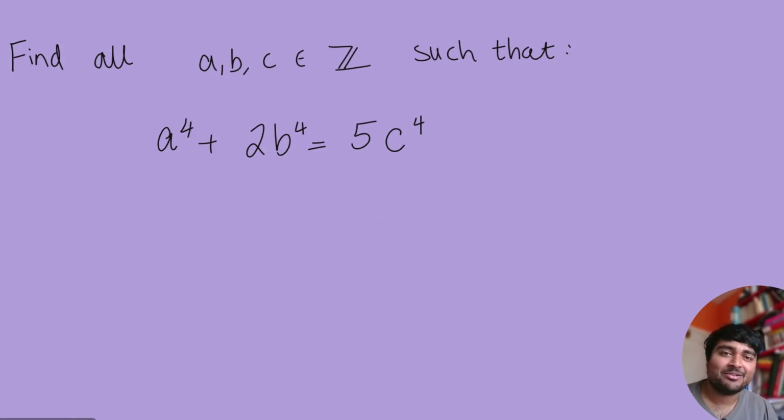I've got a quick number theory problem for you. We have integers a, b, and c such that a to the 4 plus 2b to the 4 equals 5c to the 4. We want to find these integers. If you want to have a go at this problem, pause the video now and give it a go for yourself, but I'm going to dive right in.